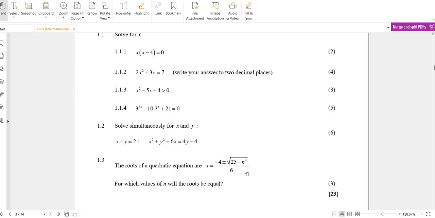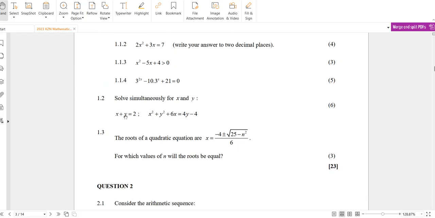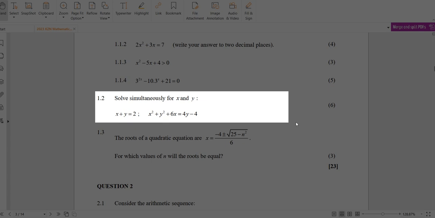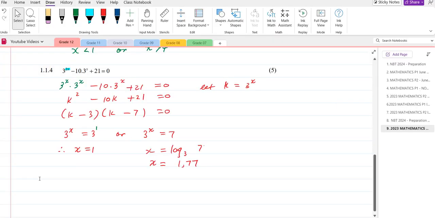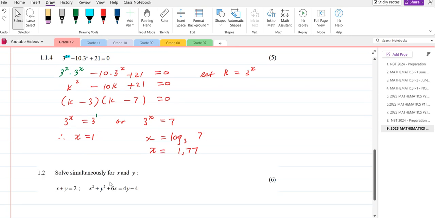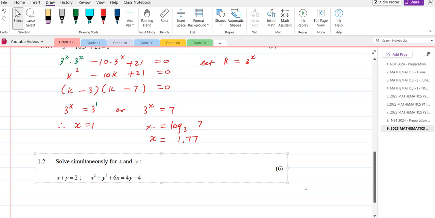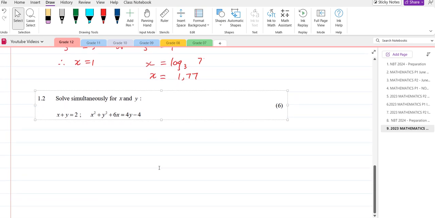Moving on to the next problem, which is solve simultaneously. Now easy peasy. Most of the time simultaneous equations are simple, where you have one linear equation and one quadratic equation. So we can either solve for x or y, your choice. So let me see what I should solve for. Let's solve for y, so we can solve for x there.